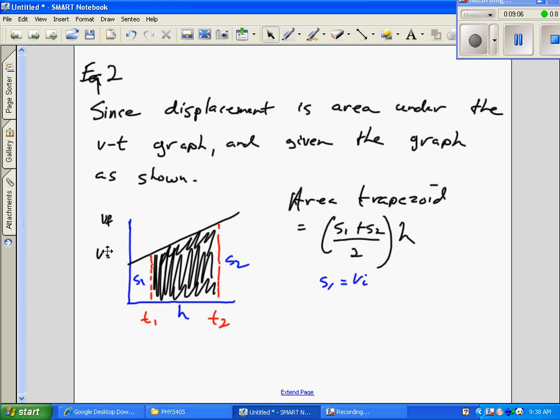Okay, so my side 1 is really my initial velocity. My side 2 is what? VF. And my H, my height of my trapezoid, is from there to there. Well, what's from there to there? That's T1 to T2, or T2 minus T1, right? Delta T. And I'll put in brackets here T2 minus T1.